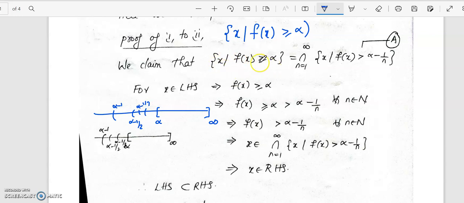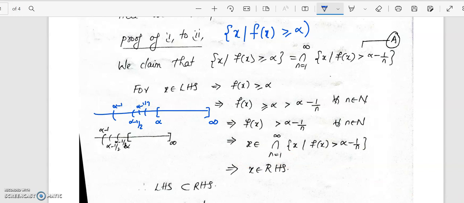So if x belongs to this, then x will belong to the intersection n equal to 1 to infinity of the set of all x such that f of x greater than alpha minus 1 by n. So x will belong to RHS. So we can conclude that the set on the left side is contained in the set on the right side.